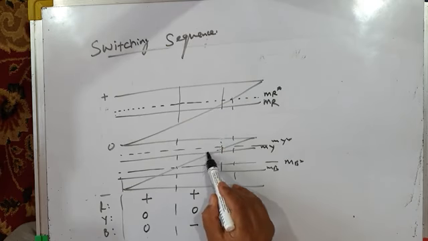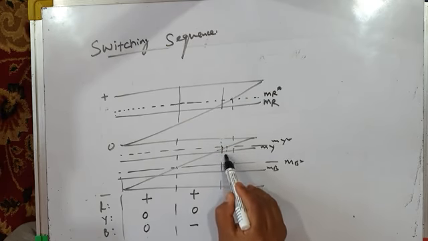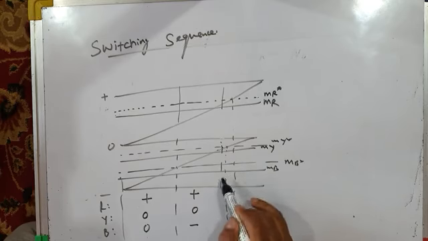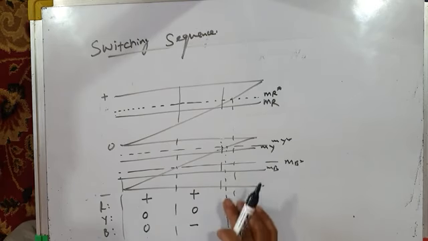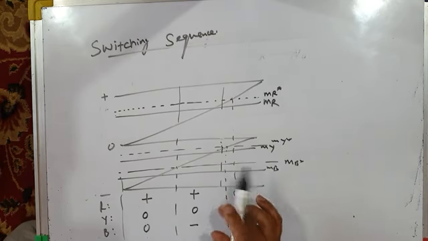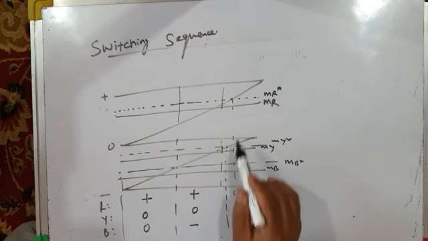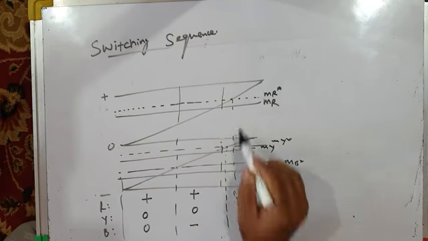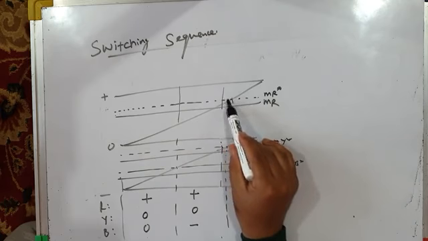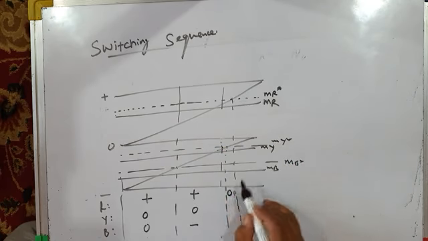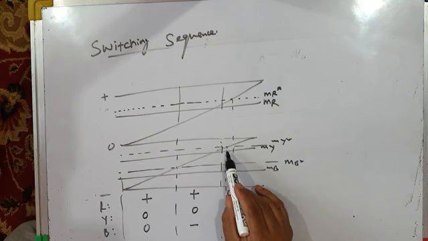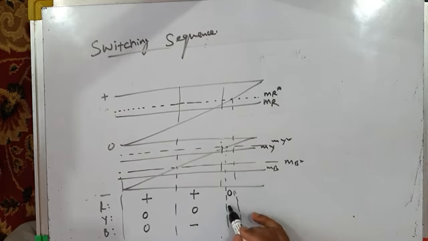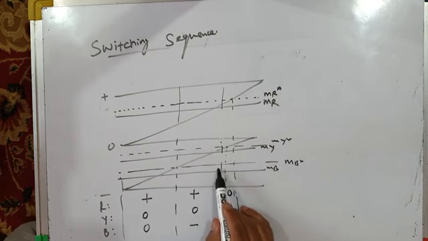This and this, up to here. And then the third one: this MR is less than this but greater than this, so 0. MY star is greater than this carrier but less than this, 0. And MB star, where is it? It is less than both, minus.